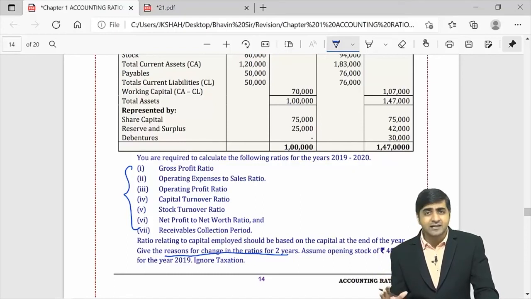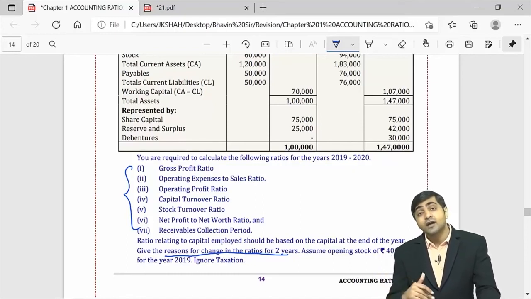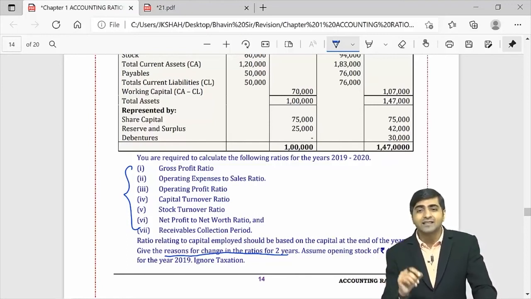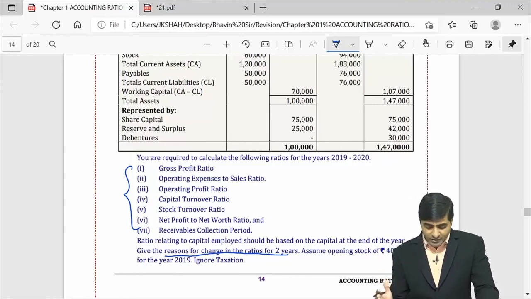So we have to write down some analysis which indicates, now this is going to be your third type of question, where we have to give reasoning and analysis as to why there is a difference in the ratios between the 2 years.